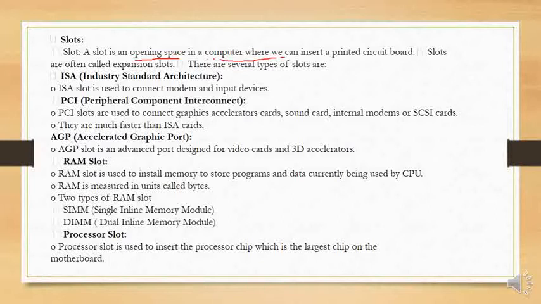Now the several types of slots are: ISA, that is industry standard architecture. The ISA slot is used to connect modem and input devices. Modem is what? A modem is a device which converts the analog signal into digital signal and digital signal into analog signal. To connect modem and input devices, this ISA slot is used.